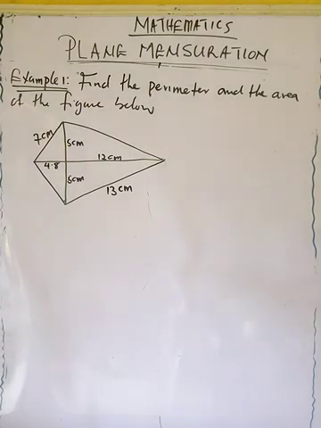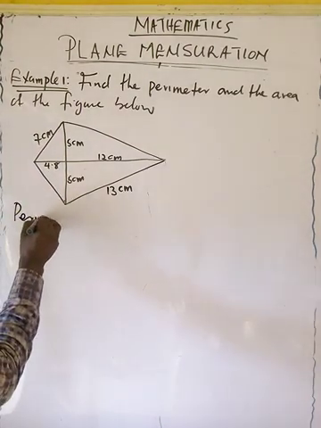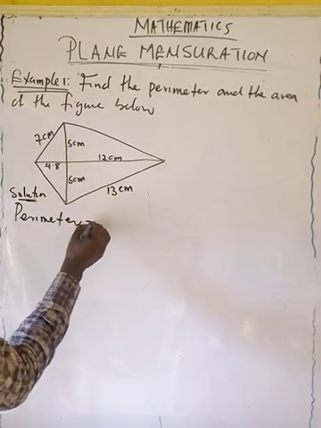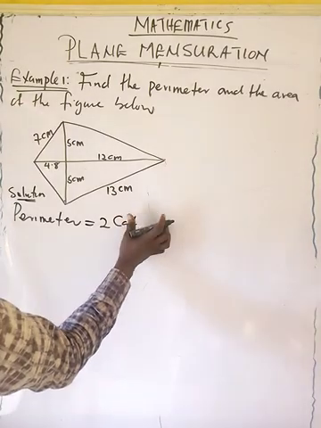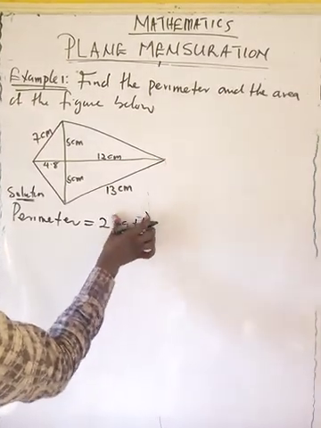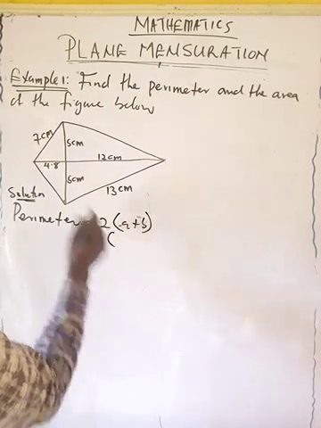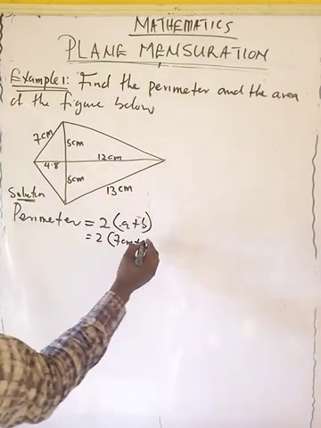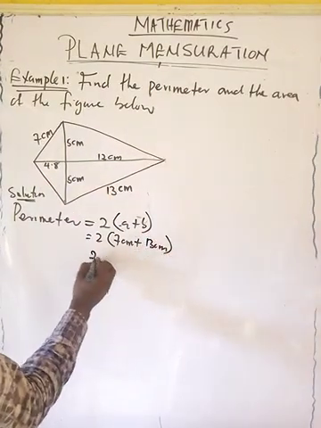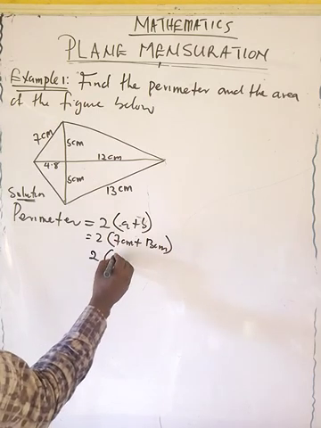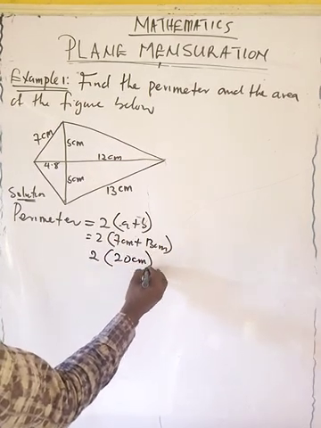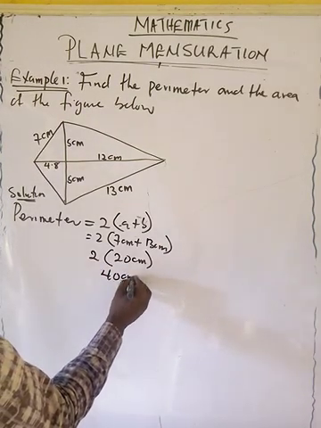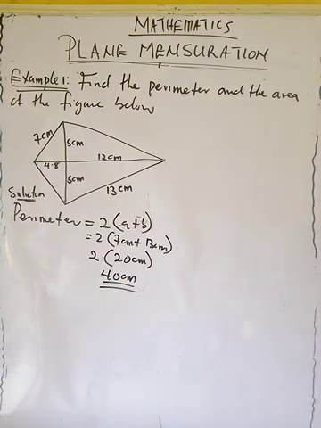Now we want to calculate the perimeter. The perimeter equals 2 times bracket of a plus b. That means 2 times bracket, our a is 7 centimeter plus our b is 13 centimeter. That means 2 times bracket of 7 plus 13, which gives us 20 centimeter. So 20 times 2 will give us 40 centimeter. So that's the perimeter.